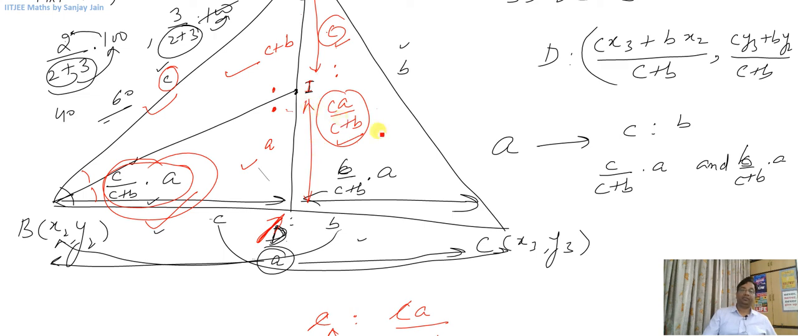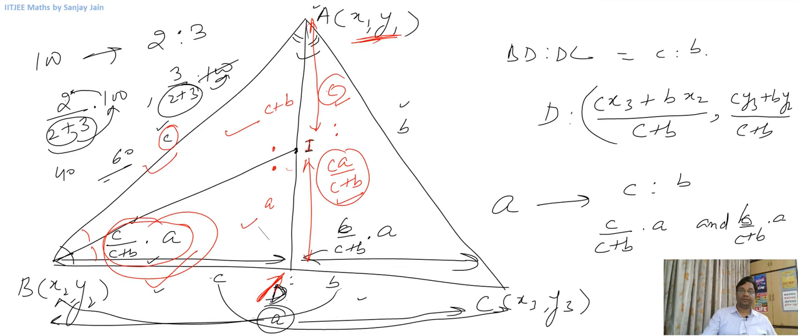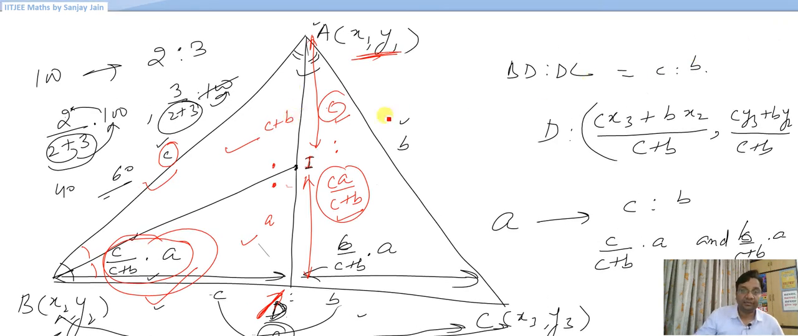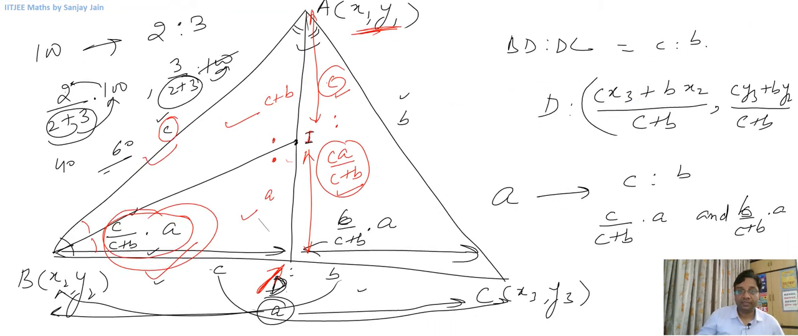Now it is very easy to find the coordinates of this point I. How? By just applying the section formula. So if you apply the section formula here to find the coordinates of I, it will be equal to C plus B into the x coordinate of this point D, which is this. So C plus B will get cancelled. Let me write it clearly. Let me make some more space here.